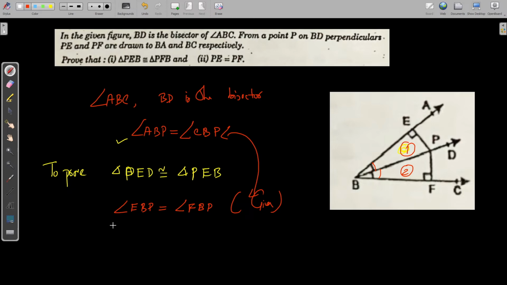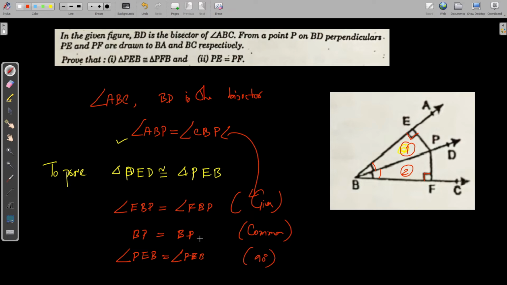After that, in both of the triangles, the side BP is a side for both the triangles. So what reason am I going to write? I'm going to write this is common. Now what else? We need another angle. Now look, both triangles have 90 degrees, this and this. So I can write angle PEB is equal to angle PFB. Why? Both are 90 degrees.